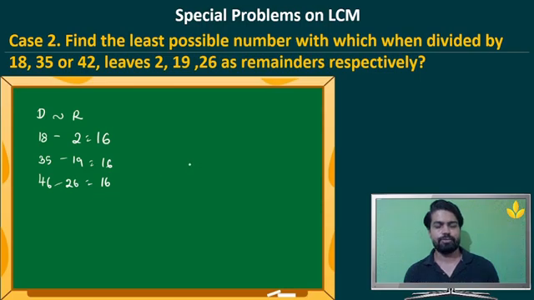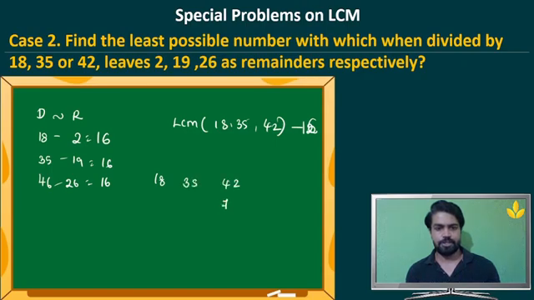So in such a case, what we can do is take the LCM of the numbers given, 18, 35 and then 42, and then subtract 16 from that. It will give you the answer. Let's see what is the LCM of 18, 35 and 42? 18 is 7 into 2 into 3... this is 7 into 5, and this is 3 square into 2. So LCM is going to be 7 into 3 square into 2 into 5. So 7 nines are 63 into 10, which is 630.